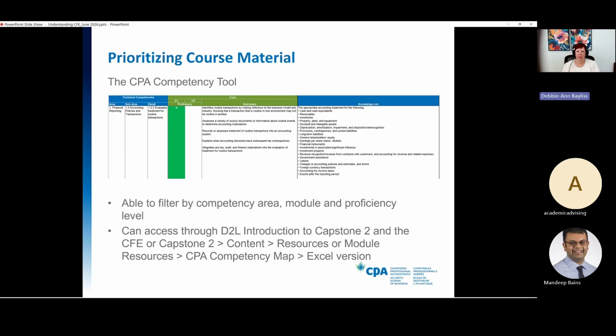So how do you prioritize your course material? Well, as we've said, and the last slide just pointed out, the CPA competency map is your syllabus. An important tool to use is the Excel spreadsheet, the competency map in Excel form. I'm going to go into great detail during the stress management webinar on how to sort the Excel spreadsheet, so again, I highly recommend that you do that.